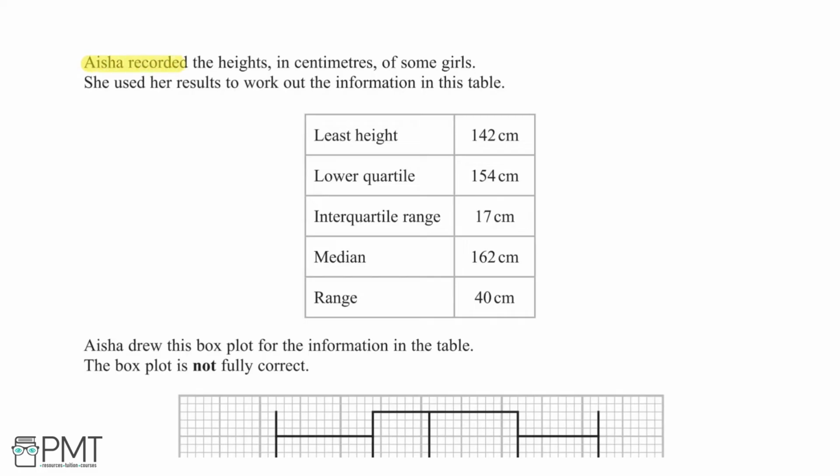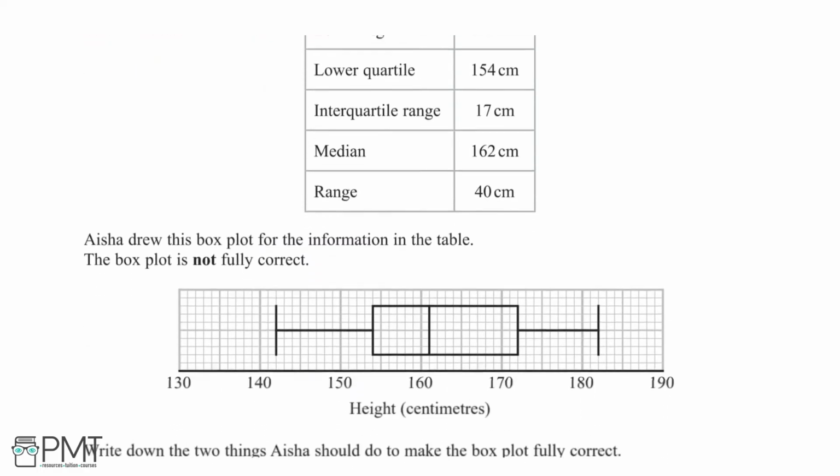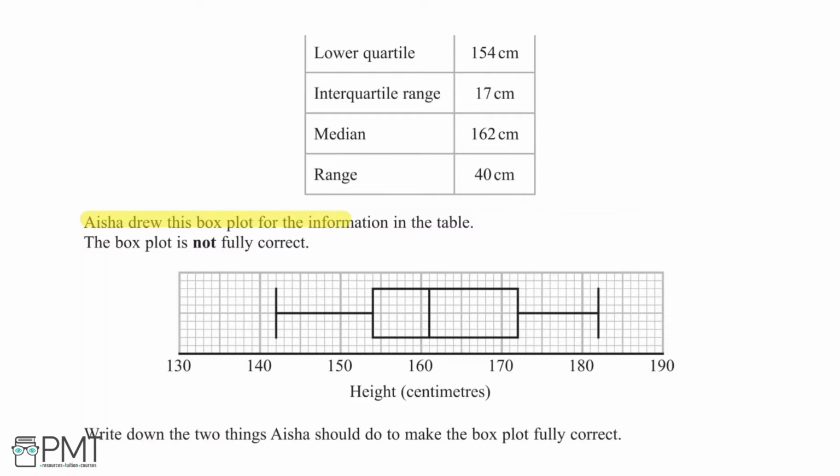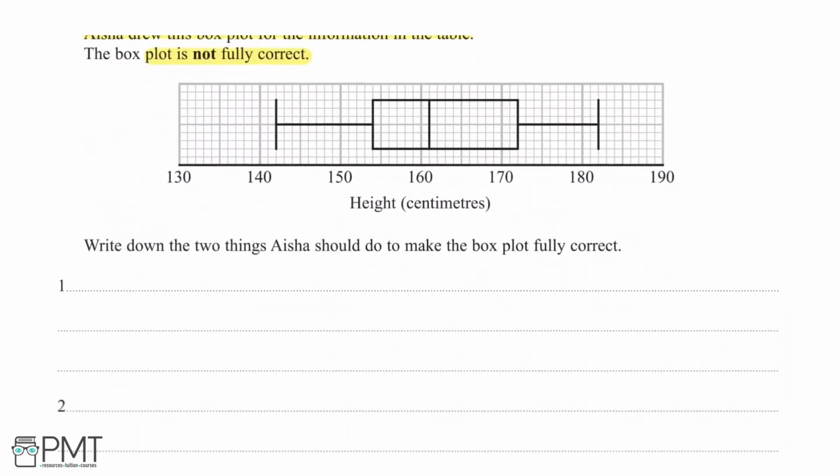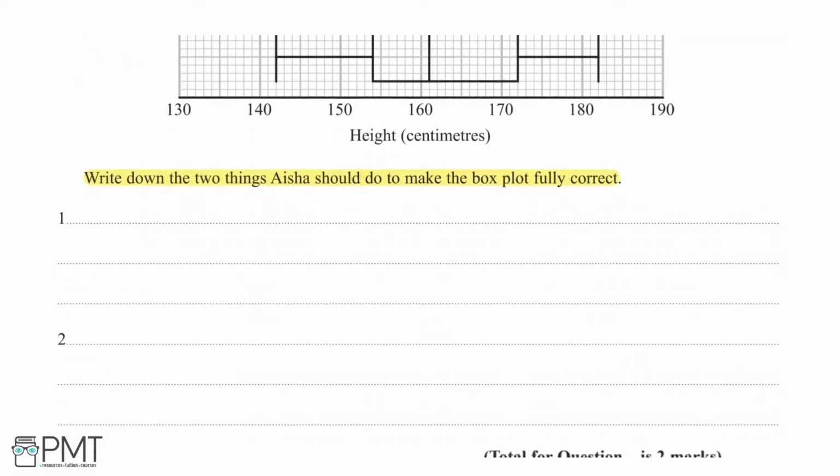We are told Aisha recorded the height in centimeters of some girls, and she used her results to work out the information in this table. Aisha drew this box plot for the information in the table, but the box plot is not fully correct. Write down 2 things that Aisha should change to make her box plot fully correct. This question is worth 2 marks.